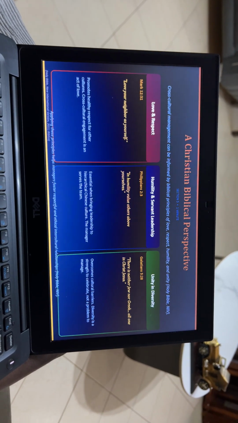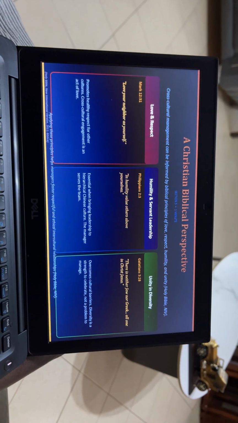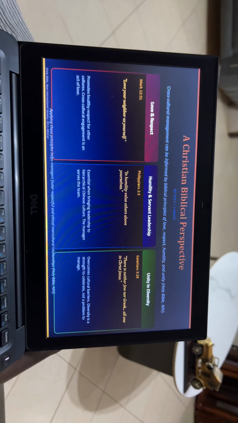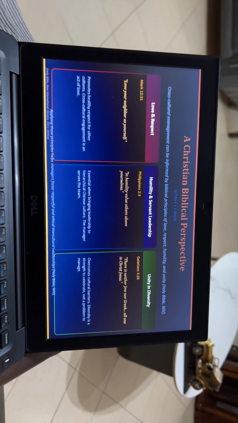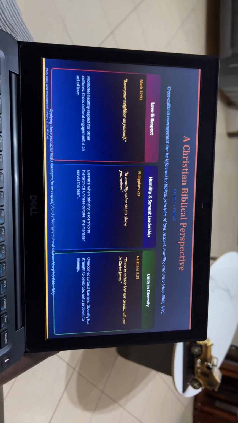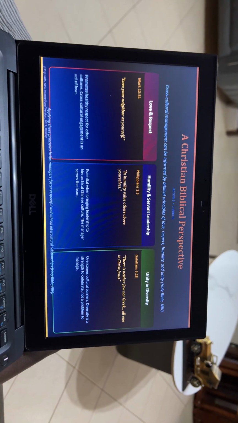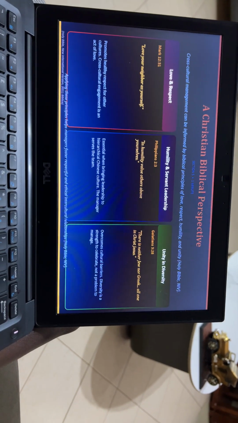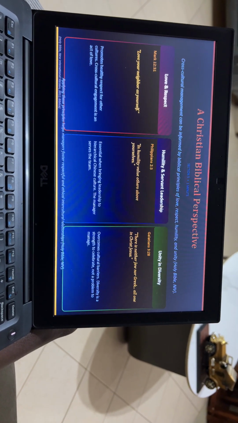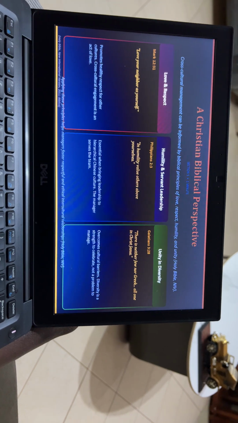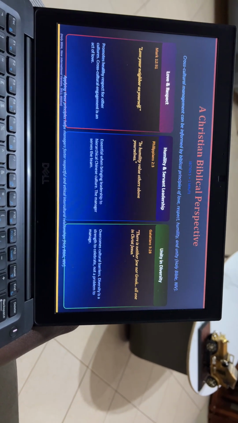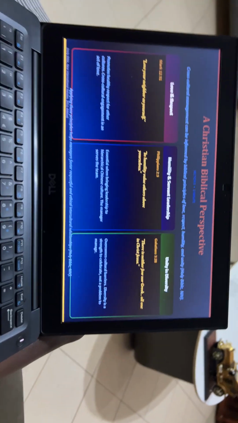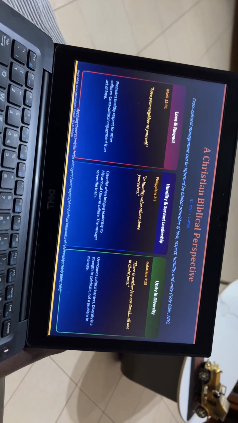Under humility and servant leadership, the reading is taken from Philippians chapter 2, verse 3. Here it is essential when bringing leadership to hierarchical Chinese culture. The manager serves the team. Under unity in diversity, which is taken from Galatians chapter 3, verse 28, this, of course, overcomes cultural barriers. Diversity is strength to celebrate, not a problem to manage.